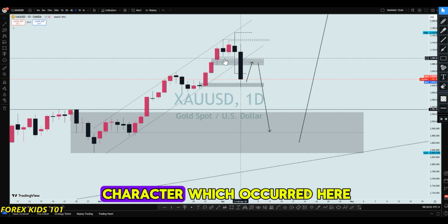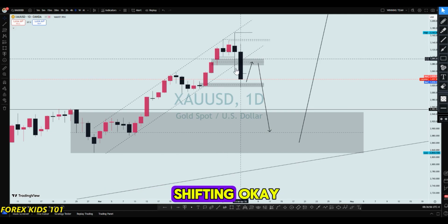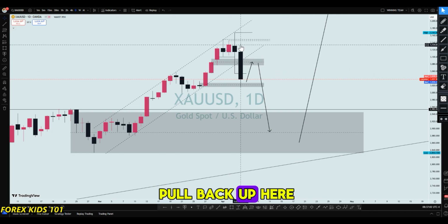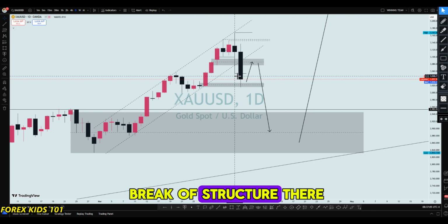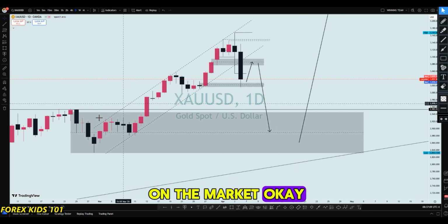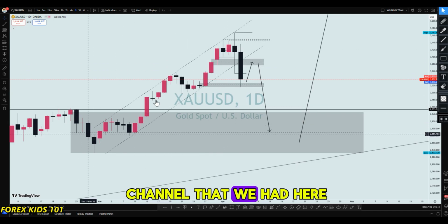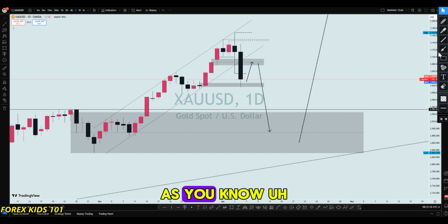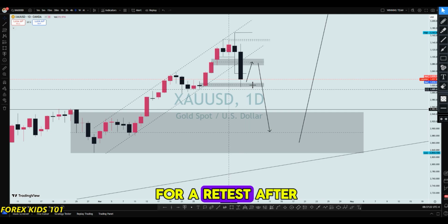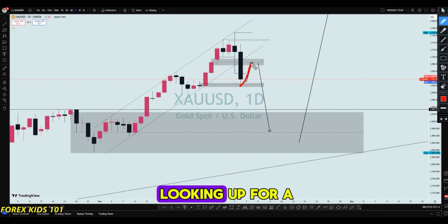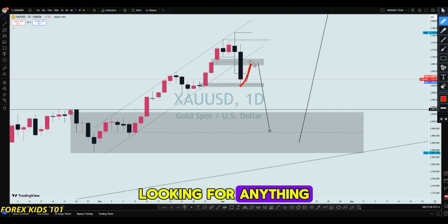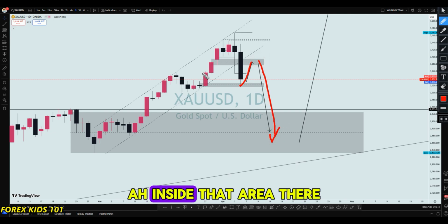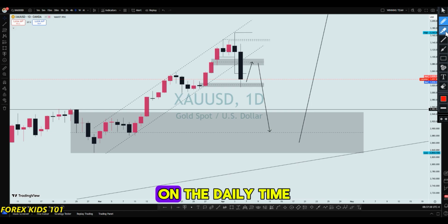So a change of character occurred here, showing that the market is shifting. A liquidity grab happened on the fifth day here when we pulled back up, and then we came and had a nice break of structure there, which indicates a shift in the market. We can also look at this bullish channel that we had here, which we ended up breaking. The only thing we look for after a break, guys, as you know, is that we always go for a retest after each and every single break. You have to be looking out for a retest, and we're going to be looking at anything which is going to be happening on this price section up here, and then we're going to be looking for our short trade inside that area there. So that's what we're going to be looking for on gold on the daily time frame, guys.